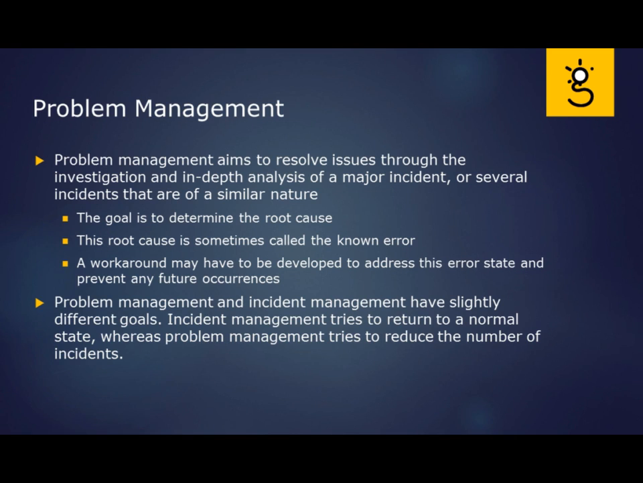Now, what you might look at is finding a workaround. Maybe there's a workaround that's been developed to address this error state and prevent any future occurrences. Or, better yet, once you've found the root cause and now you have the known error, you might create the workaround until you can find a better solution. Your problem management and incident management really have a little bit different goals. Incident management is trying to return to a normal state, whereas problem management is trying to reduce how many times those problems happen.